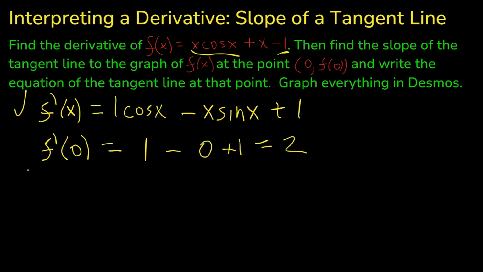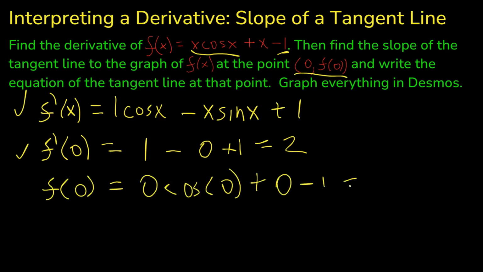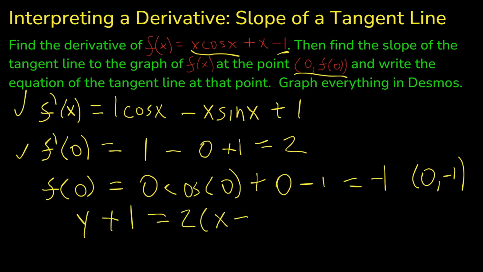So we found the derivative. We found the slope of the tangent line. Now we need to write the equation of the tangent line. Since they gave us the point as 0, f of 0, we need to find what f of 0 is. And that's going to be negative 1. So the point is 0, negative 1. Then our equation of the tangent line: y minus y1, which would be plus 1, equals the slope, 2, times x minus x1, which is 0. If we solve that for y, you would have y equals 2x minus 1.